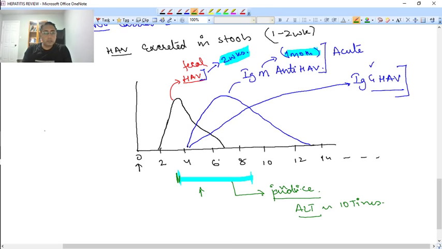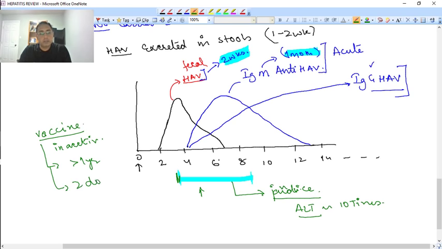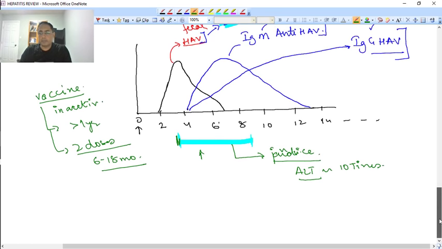I would also like to point out about the vaccine. Vaccine, we have already written, it is an inactivated vaccine. It can be given after the age of 1 year, and it is given in 2 doses. This is a 2 dose vaccine, which is given at an interval of 6 to 18 months. Okay, so that's all about hepatitis A.